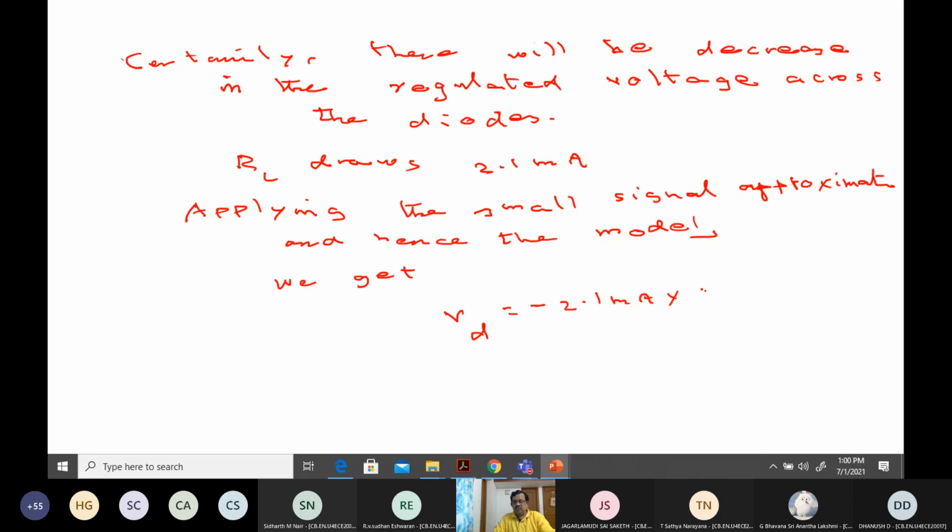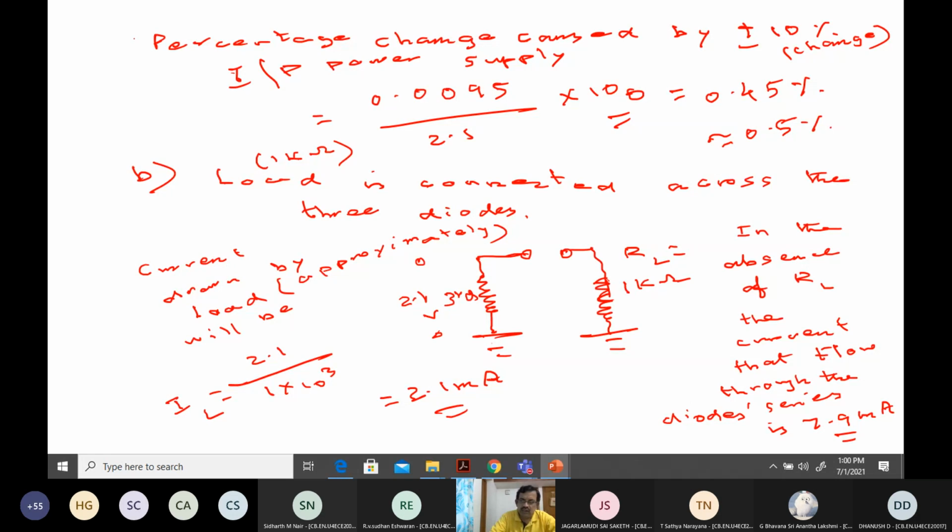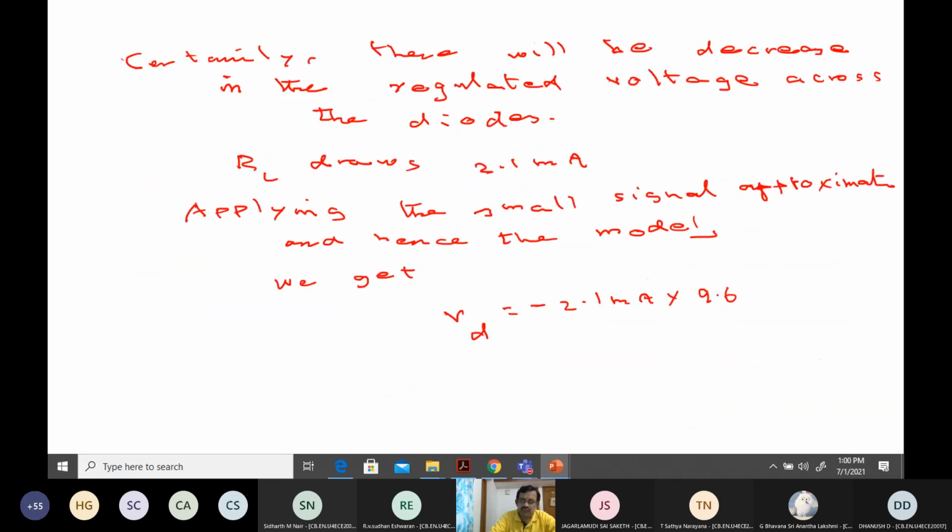So how much? 9.6 is your rd value for 3 diodes, 9.6 ohms. You multiply this, and you will get roughly about 20.16 times 10 power minus 3 volt.